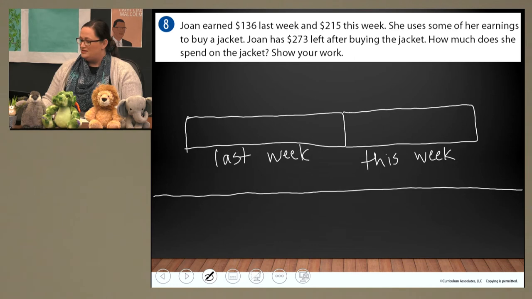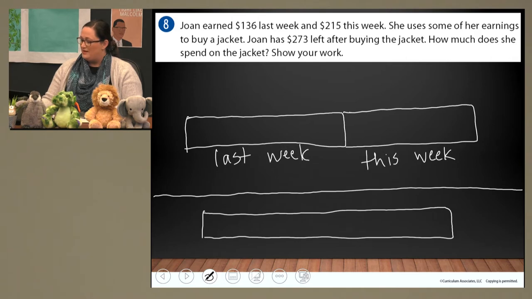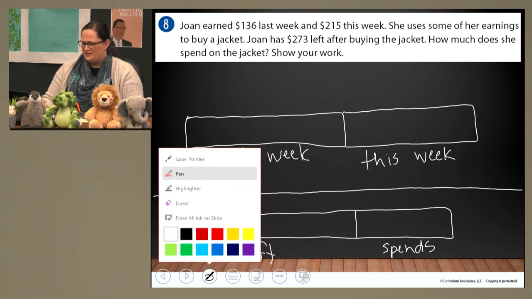So then I have to take the money she earned, right? And she spends some, so this is the part she spends, and this is the part that's left. So what do we have to do here? Let's read and see what our question is, and then let's figure out what we have to do next.